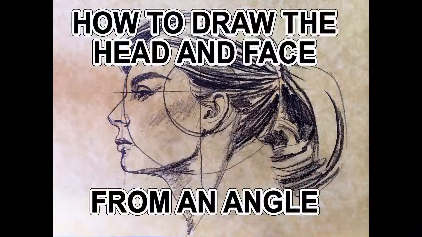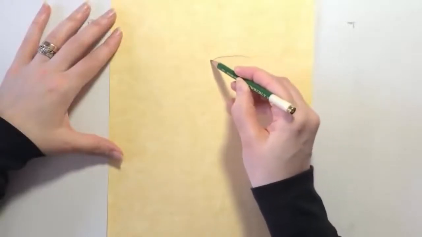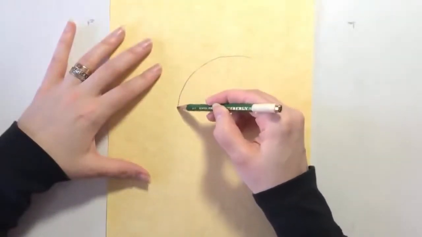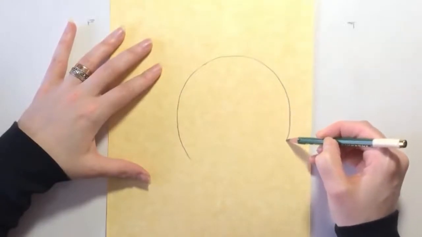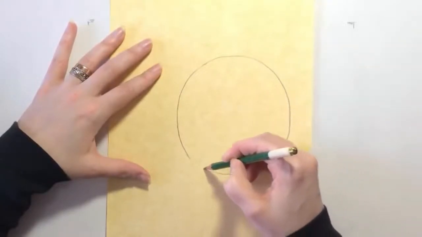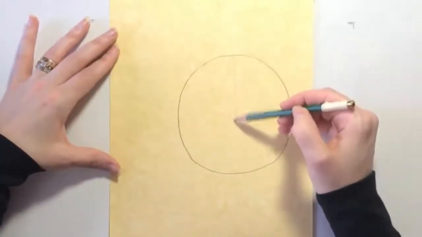Hi everyone. Today I'm going to show you how to draw heads at different angles using the Andrew Loomis method. Please watch my previous video if you don't know what I'm talking about. As you can see, I'm starting with a circle. I'm dividing it in half both ways like before.